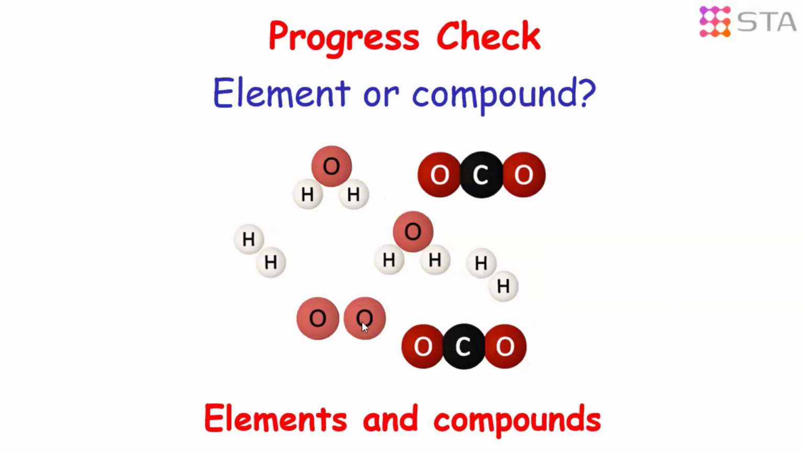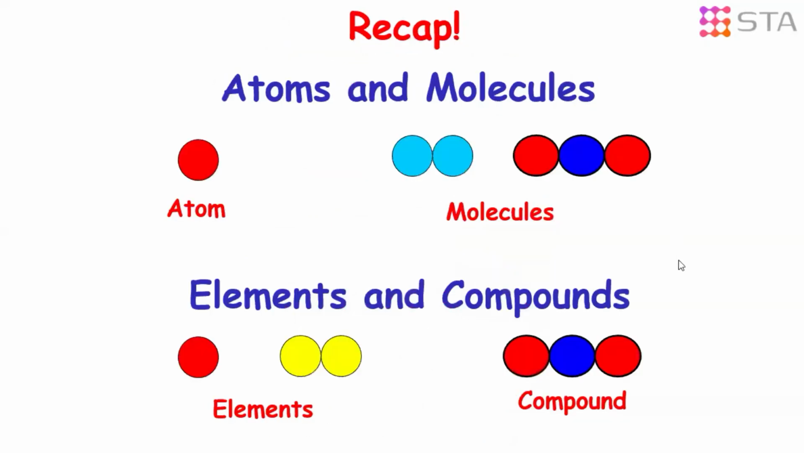You've got hydrogen and oxygen. And you've also got 2 different types of compounds, water and carbon dioxide. So just to recap then, we should now know what atoms and molecules are and to use those words correctly. So an atom on its own obviously is also an element, yeah.